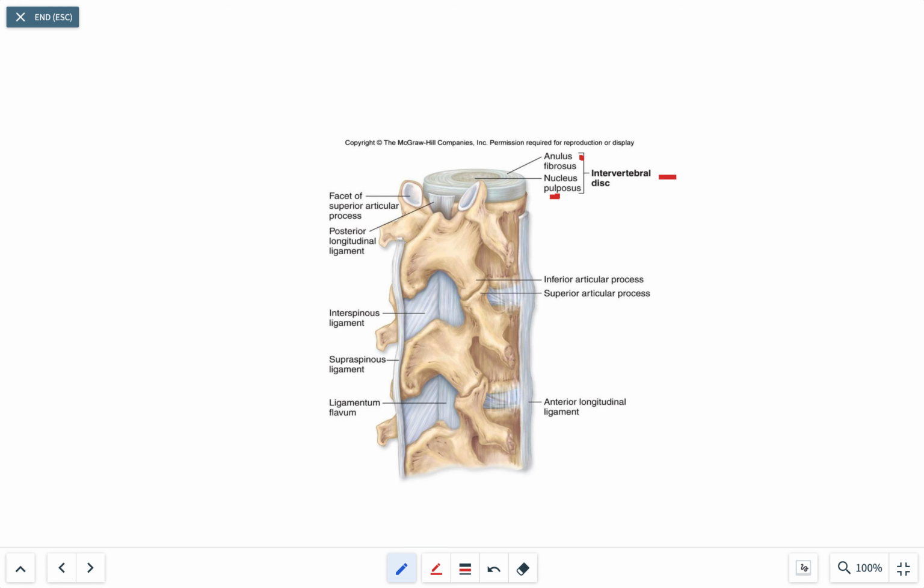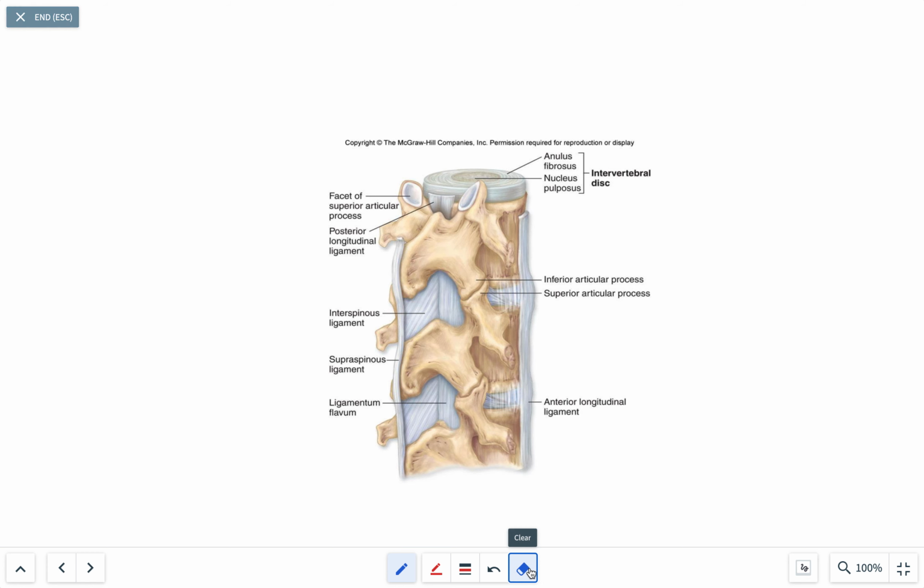So the ligaments that are going to stabilize the vertebral column, they have particular jobs also. The first one we're going to look at is the posterior longitudinal ligament and the anterior longitudinal ligament. In between the posterior longitudinal ligament, which is here, and the anterior longitudinal ligament here, its main job is to support the intervertebral discs.